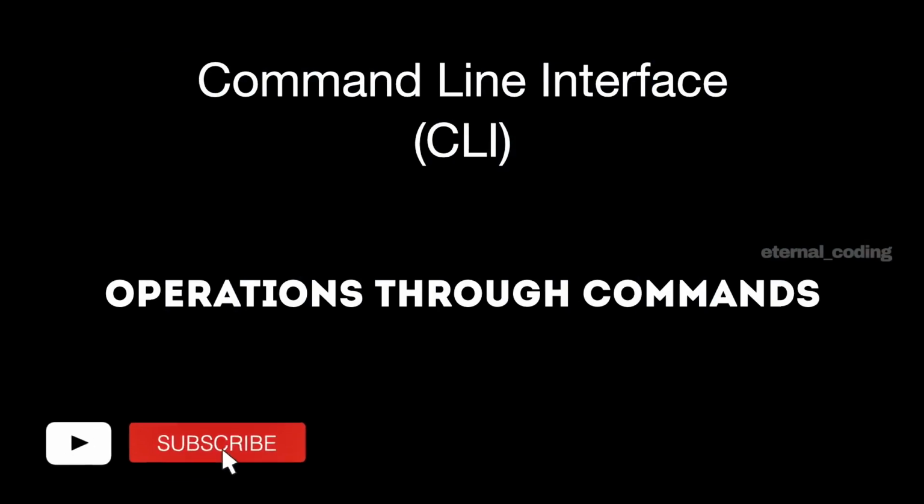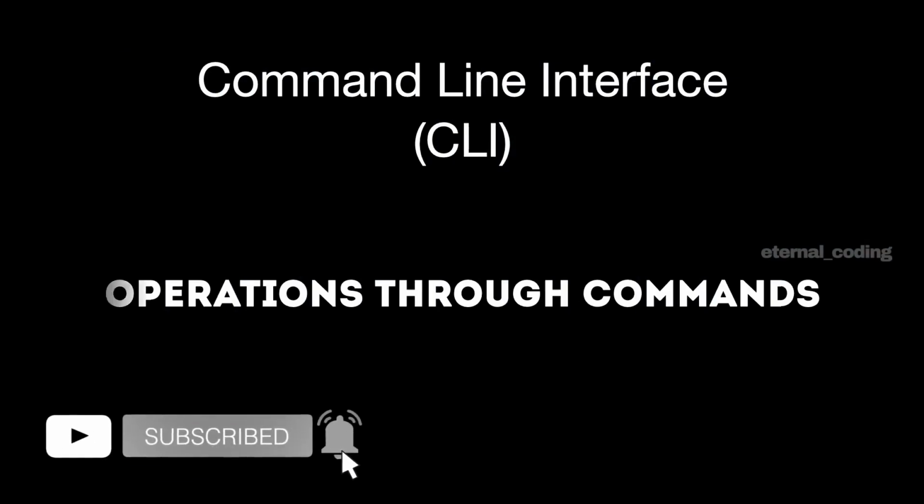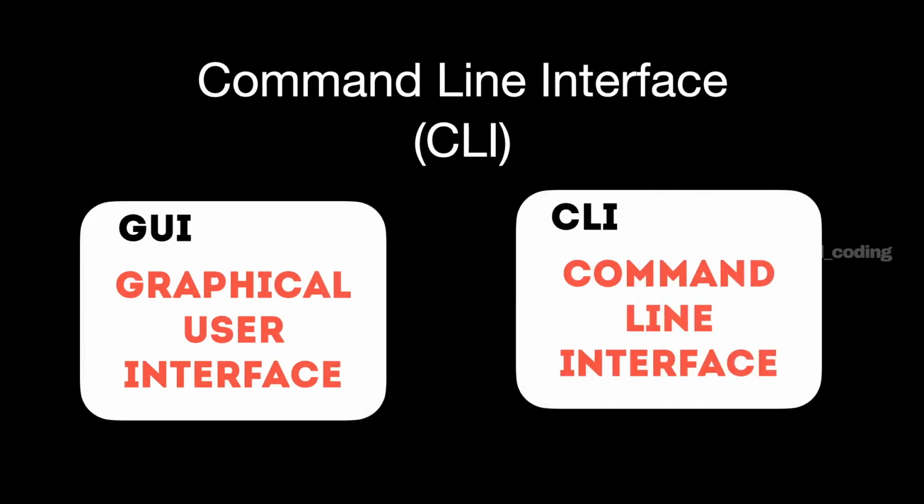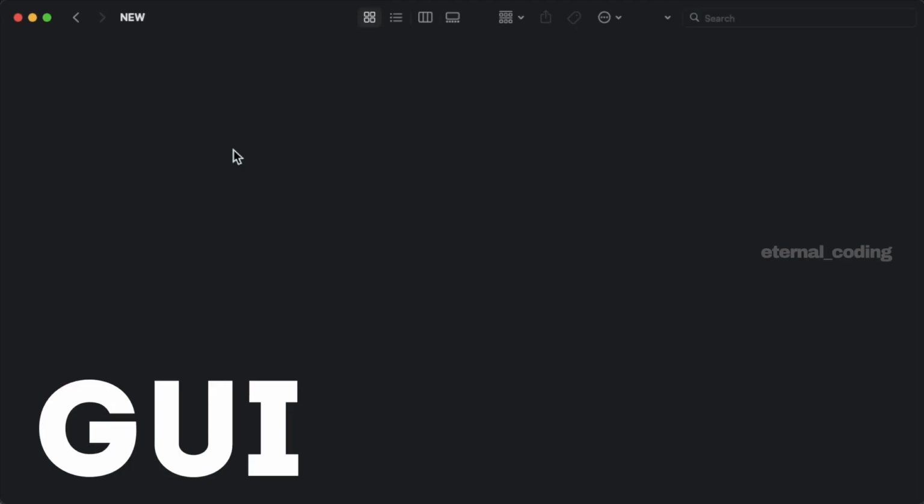In depth, our computer operations are done in two ways. One is GUI, the graphical user interface, and the other one is CLI, which is the command line interface. GUI means doing things using the graphical interface and CLI means doing things using the commands. For example, creating a new folder by clicking on New Folder inside a directory is GUI.